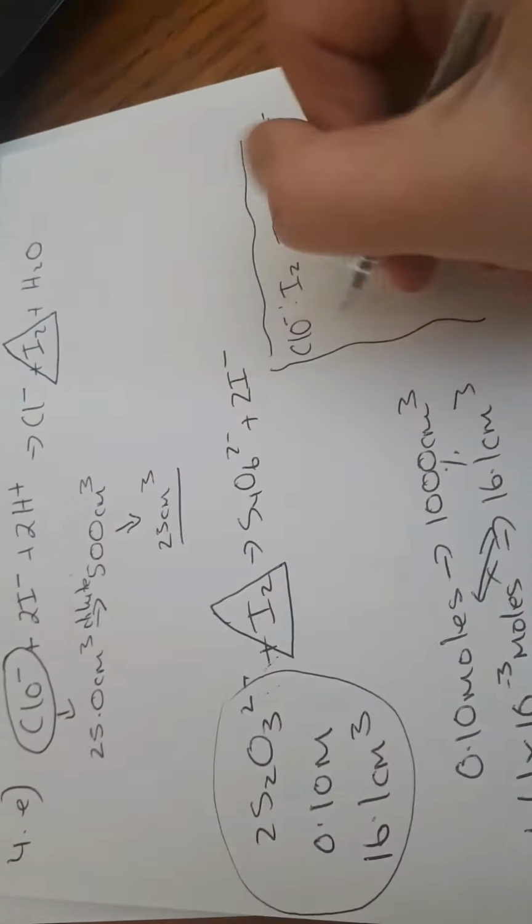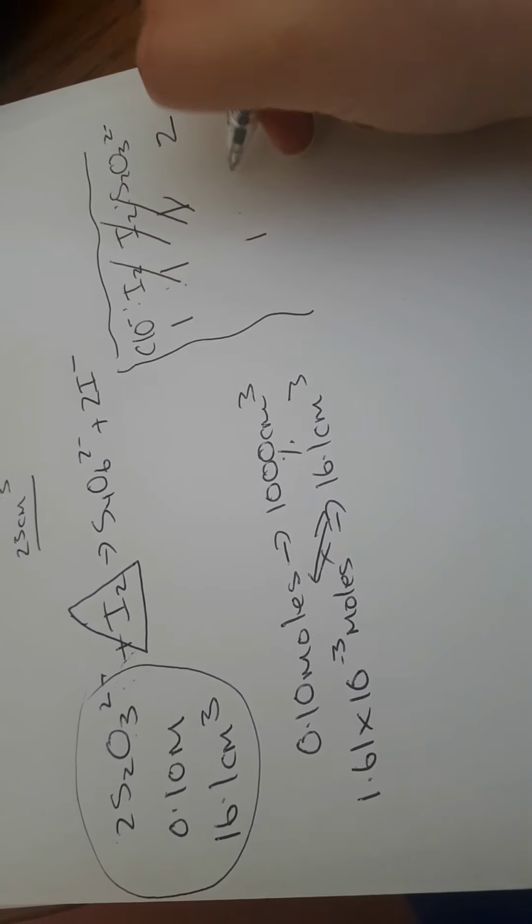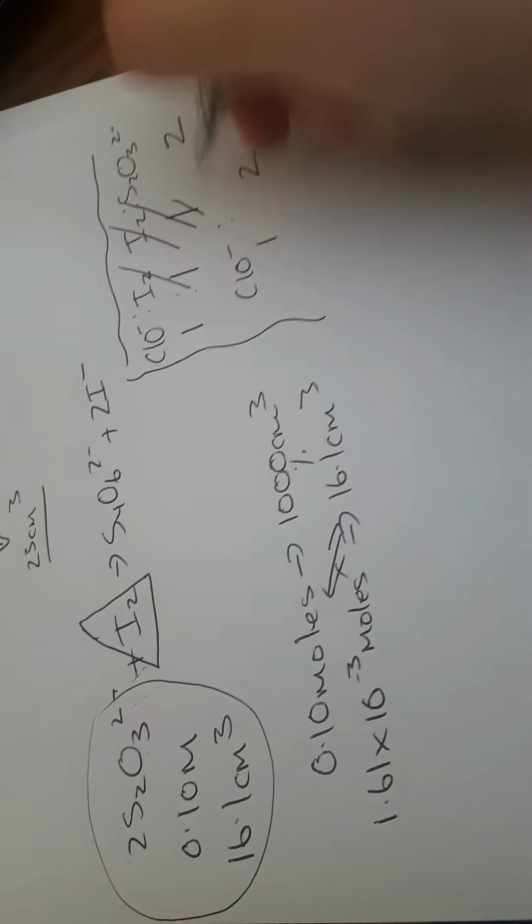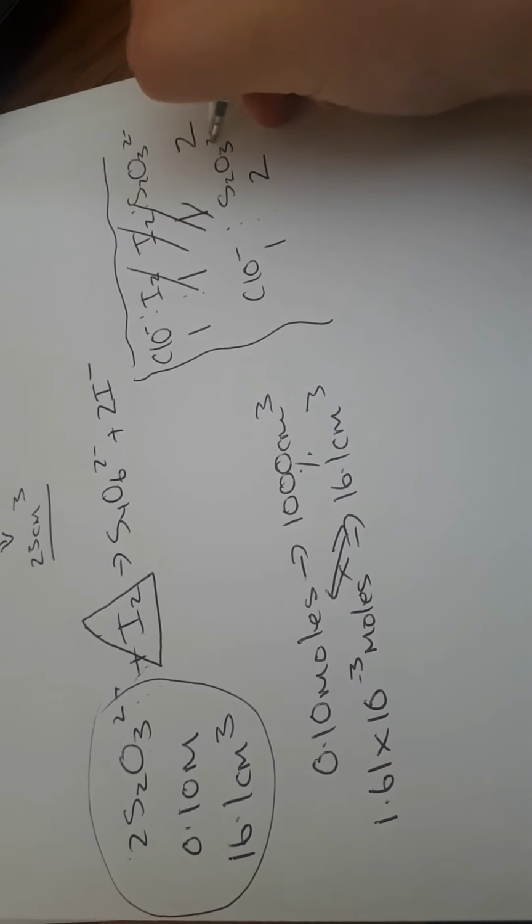ClO- is 1, okay? No number before it, assumed 1. I2 in my first equation, 1. I2 in my second equation, 1. S2O3 2-, 2. Because my I2s have the same number, my overall ratio is 1:2. Okay, so my ClO- is to S2O3 2- is 1:2.